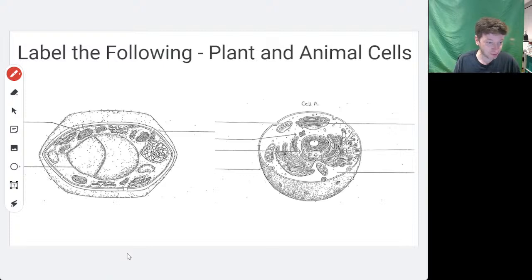So first we have two types of cell. We have a plant cell and we have an animal cell. Okay, should be able to identify which is which. Here's your plant and here's your animal. So let's label parts of the cell. So we're going to start with the plant. This part here, this one is the chloroplast.